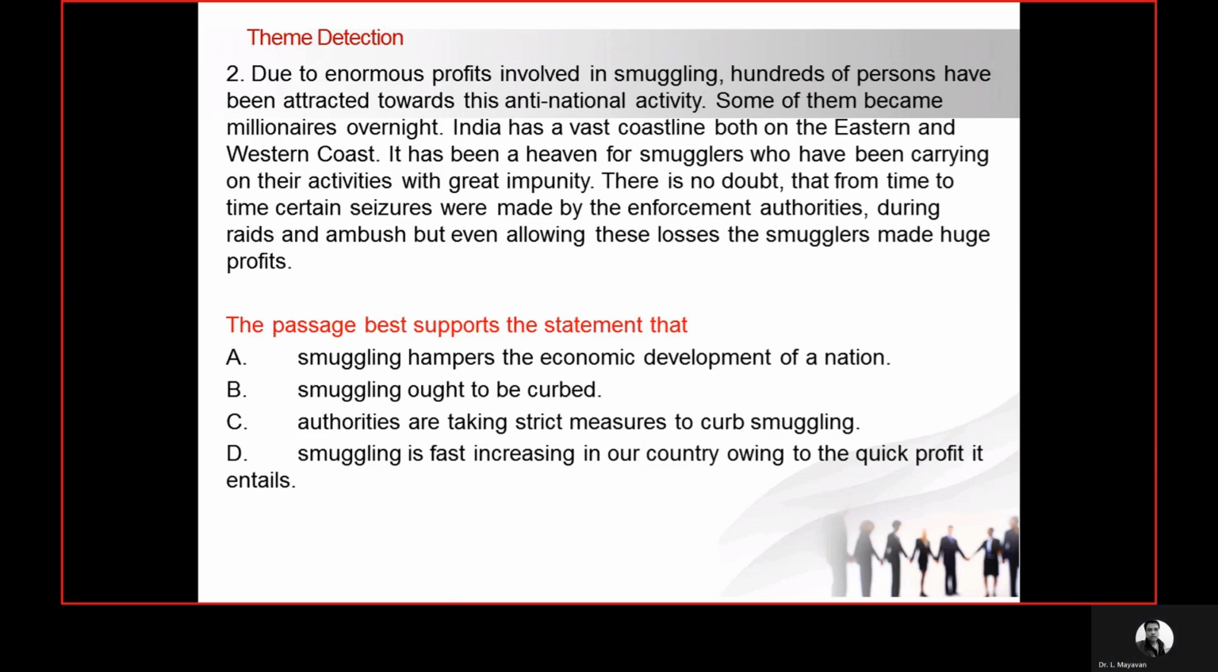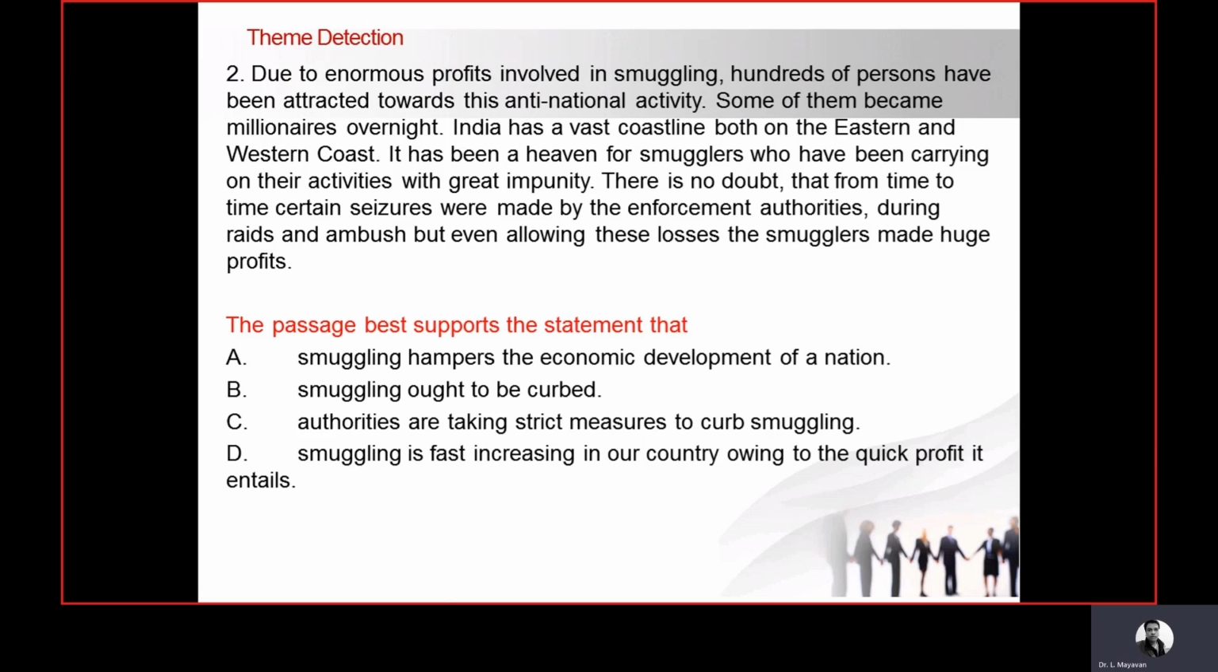The passage best supports the statement that smuggling hampers the economic development of a nation. No, nowhere is it discussed. Smuggling ought to be curbed. No, and the authorities are taking strict measures to curb smuggling. Authorities are taking strict measures to curb smuggling, but still, you can see the last option, smuggling is fast increasing in our country owing to the quick profit it entails.